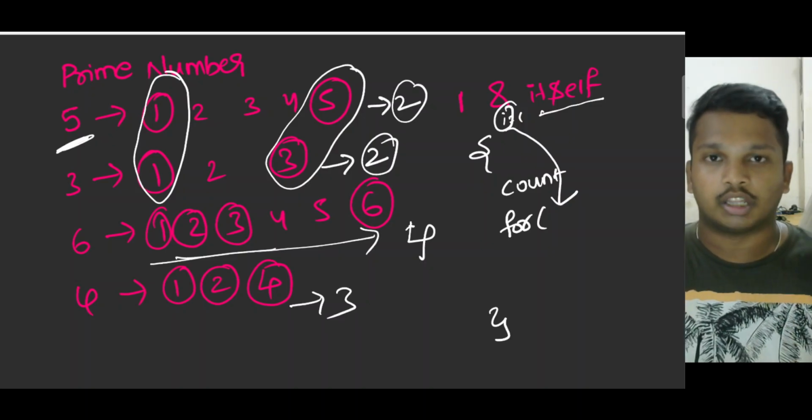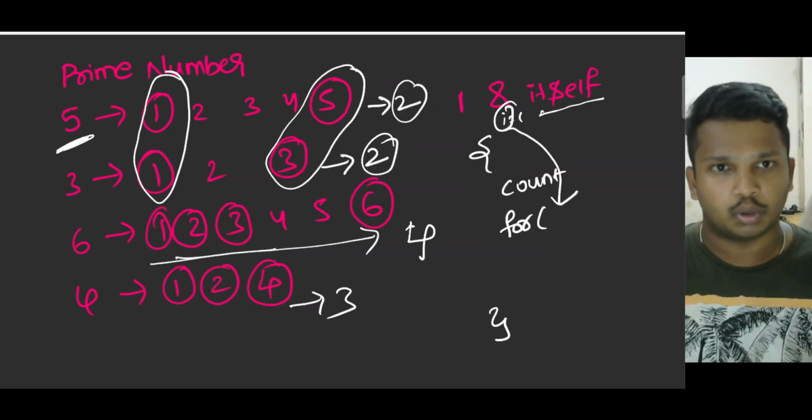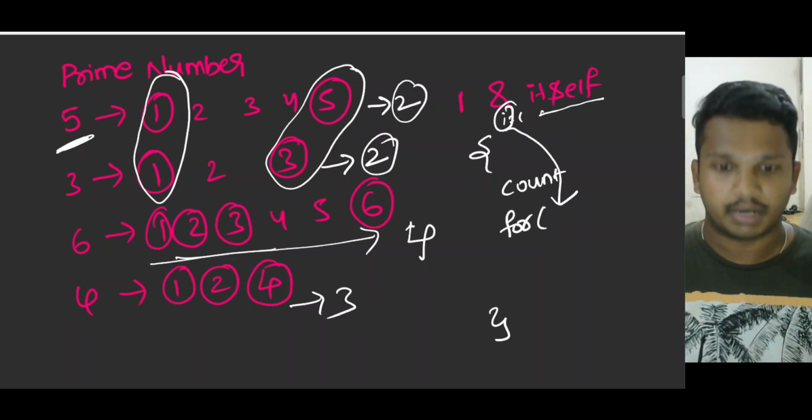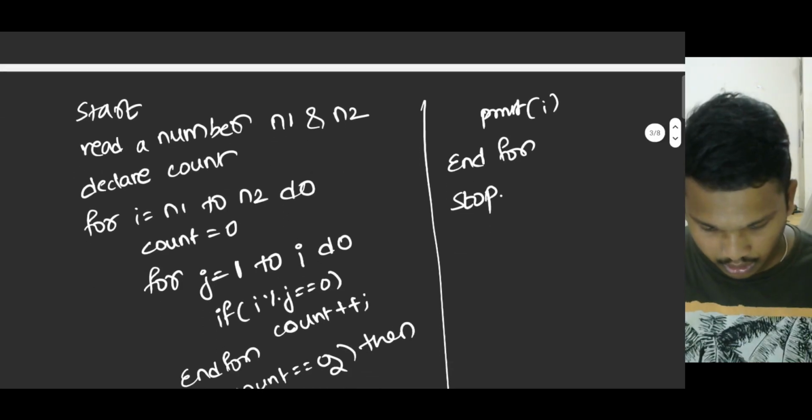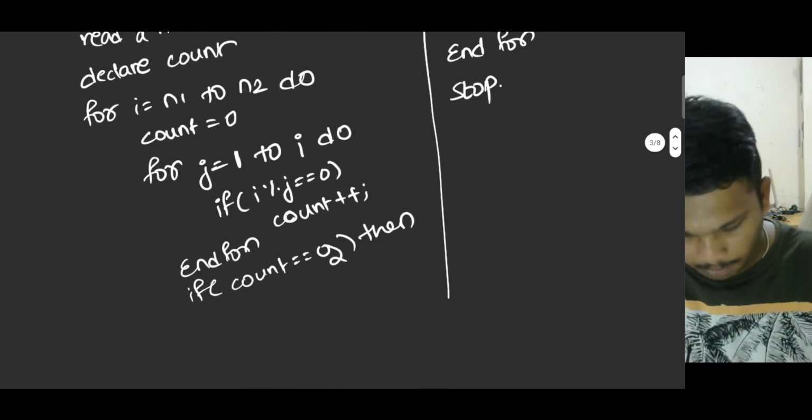Now we will go to the algorithm. How we will find this prime number, we will get to know from the algorithm. Then we will implement the program. Okay. See here. First understand the prime logic.